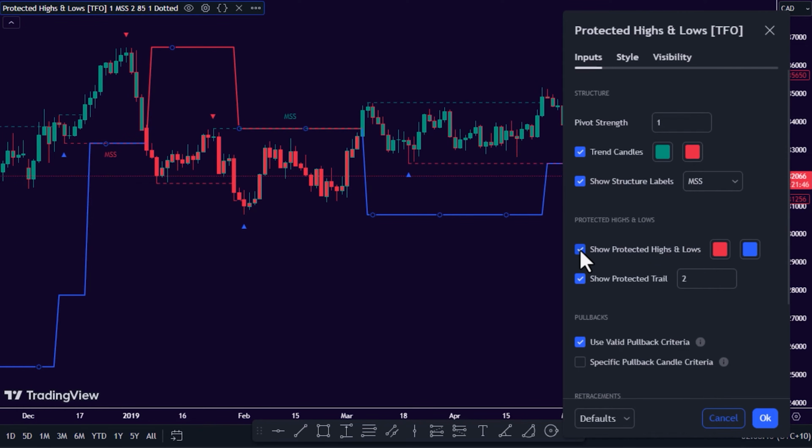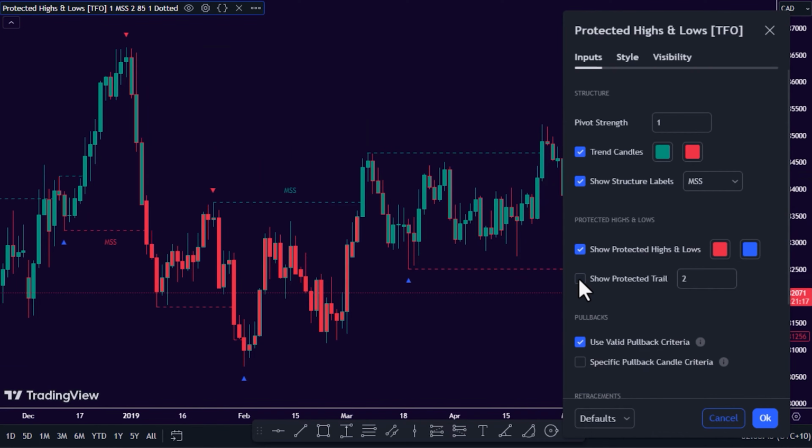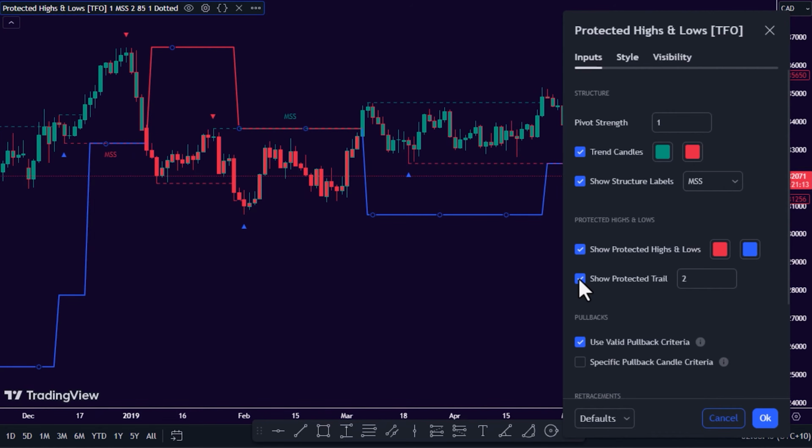Show Protected Highs and Lows will annotate the protected highs and lows. Just note that the labels themselves are plotted in the past due to the lookback function required to identify them. Lastly, the Show Protected Trail option will draw a line to essentially indicate a trailing stop-like line to denote the most recent protected low if bullish or protected high if bearish.